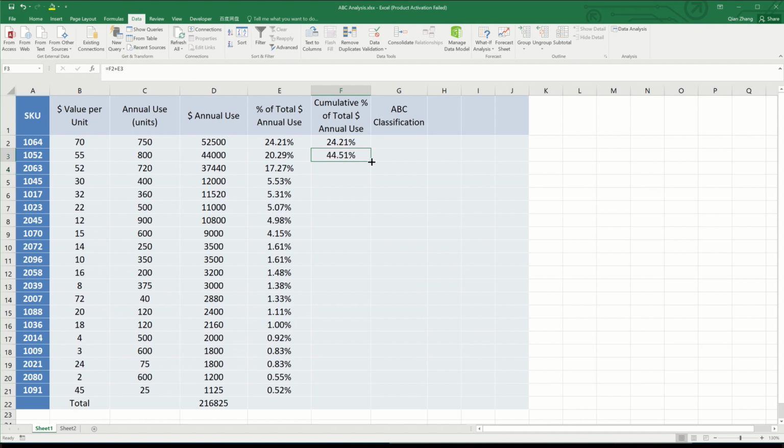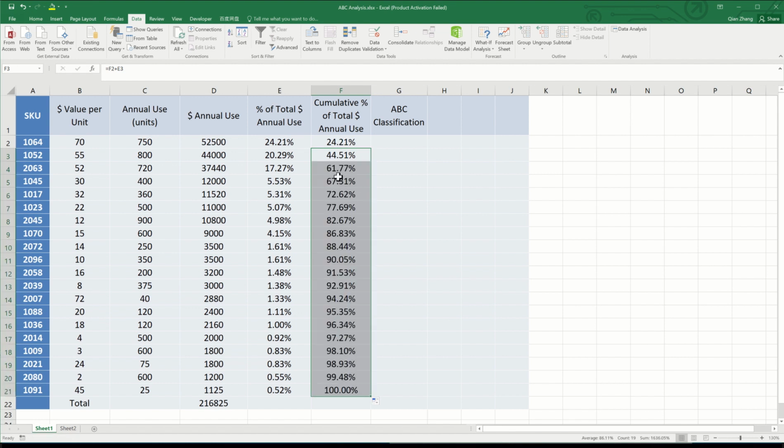And you can have all of them. You can have all the cumulative total values. The third cell here represents the total percentage for the first three SKUs, and this represents the first four, the first five, until the last one. So this is how we obtain the cumulative total value. Why do we need that?